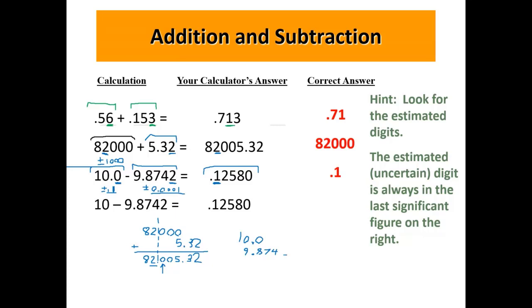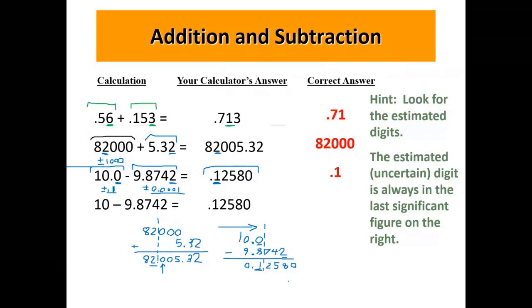9.8742. So if I line it up along the decimal point, I go left to right until one of the numbers stops having significant figures. Significant figures stop here, so my answer stops there. This ends up being 0.1258. But this is my last significant figure, so it rounds down to 0.1.